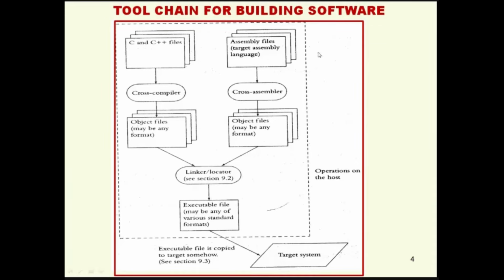So the starting point is a PC, which is called the host machine. All these tools are available in the PC, and these tools help us a lot to develop the application programs in a very comfortable way. And finally, the executable file can be downloaded into the target machine.